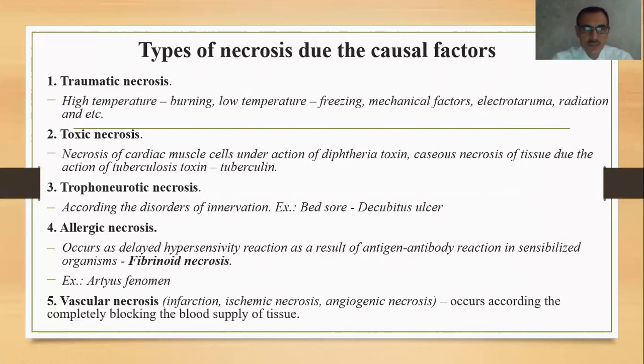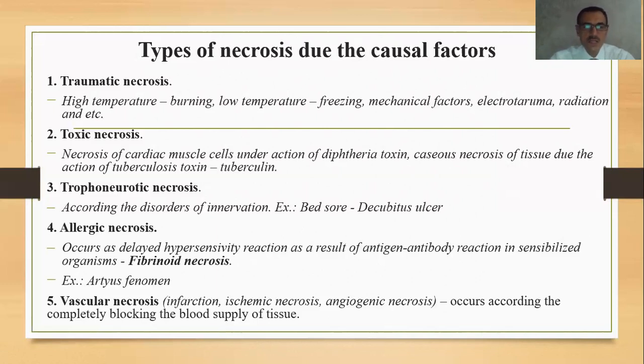Then second one, toxic necrosis. Necrosis of, for example, cardiac muscle cells under the action of diphtheria toxins, or the caseous necrosis of tissue due to the action of tuberculosis toxin, tuberculin. Third one, tropho-neurotic necrosis. For example, according to disorders of innervation, such as bed sores.